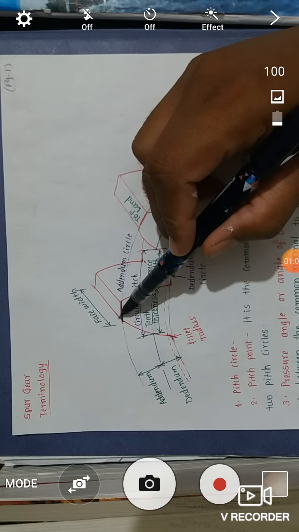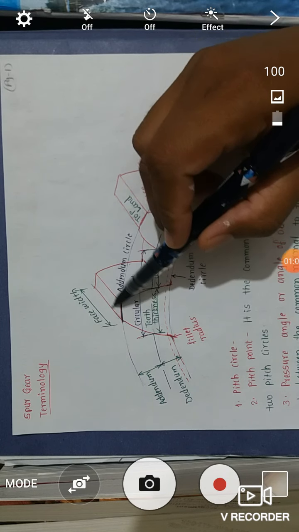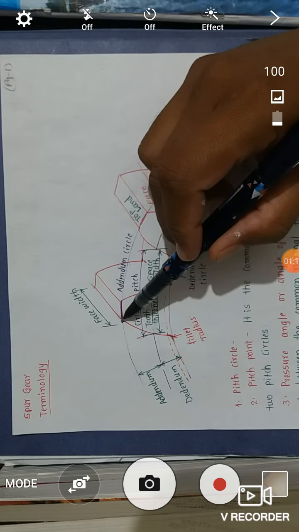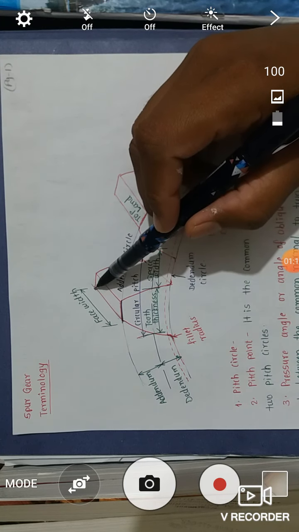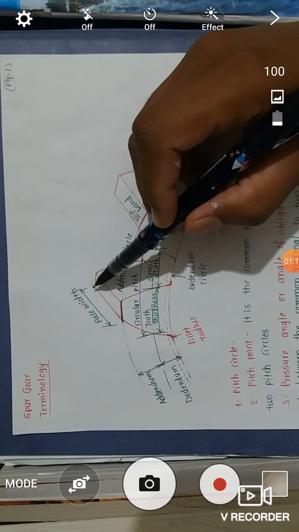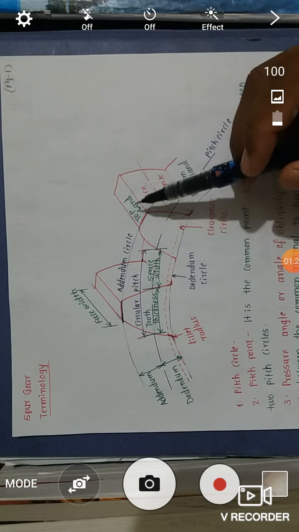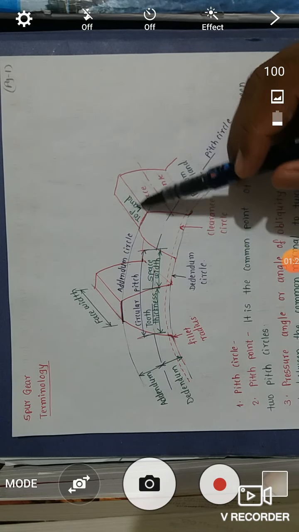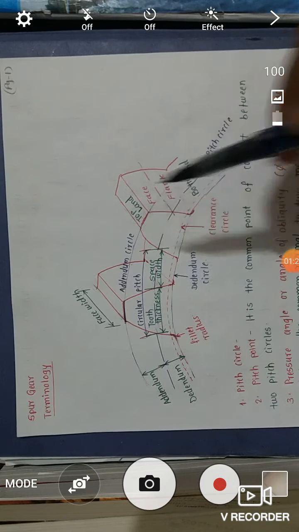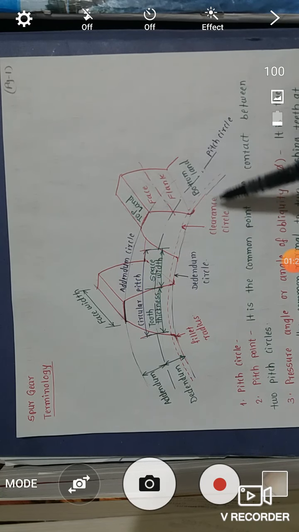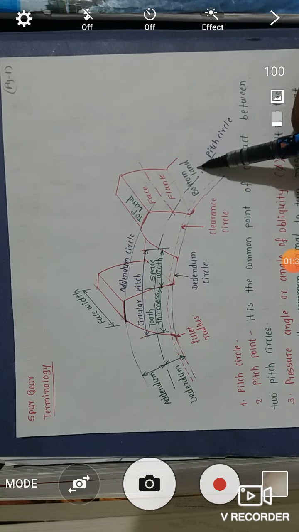The distance of the tooth which is parallel to the axis is called face width. This is from here to here, and it is indicated with the letter B. Then the top portion of the tooth is called top land, and the bottom portion of the gear is called bottom land.